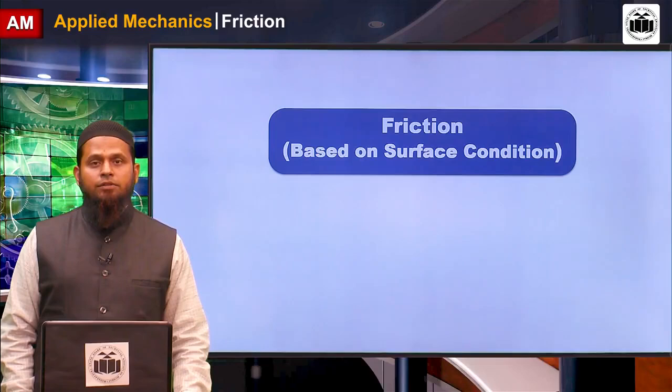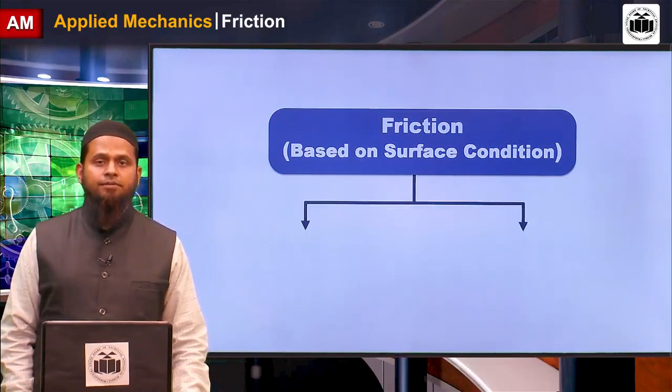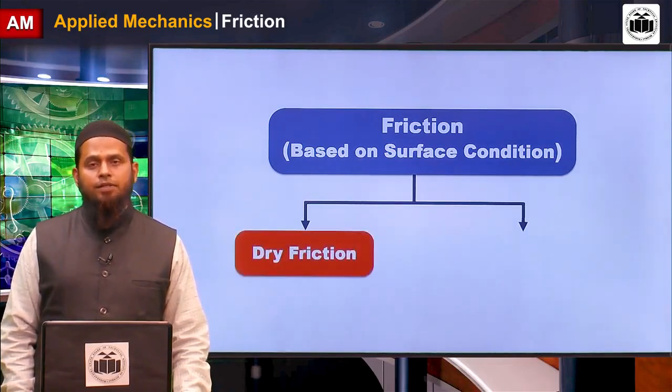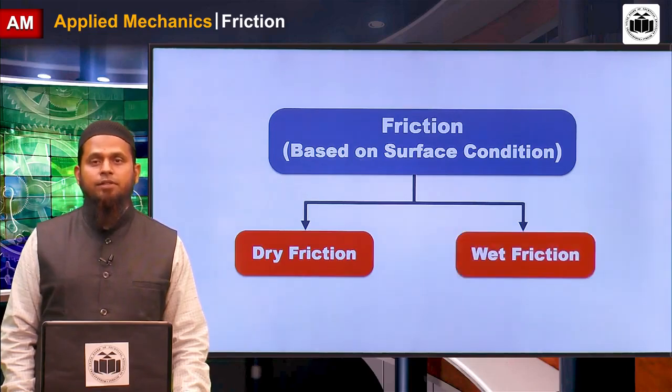Now, based on surface condition, friction is classified as follows. When surfaces are dry, it is called dry friction. When the surfaces in contact are wet, it is called wet friction.